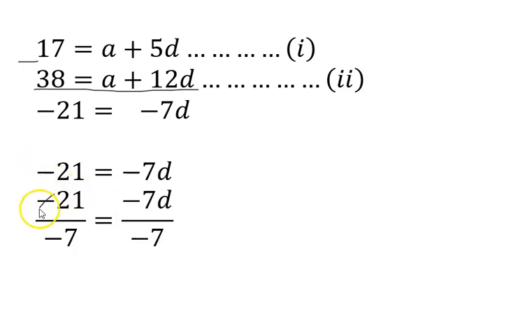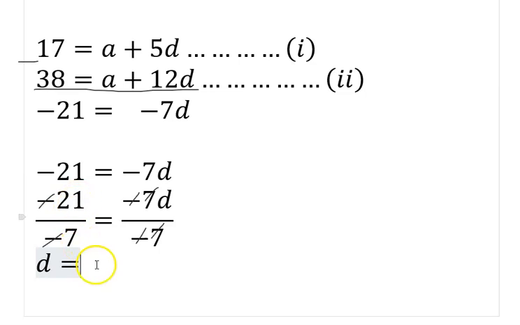Beautiful. So with this, this minus can cancel this minus. This 7 can cancel this 7. So we are left with D, which is equal to what? 21 divided by 7 will give us 3. So we've gotten our D, our common difference, which is 3.